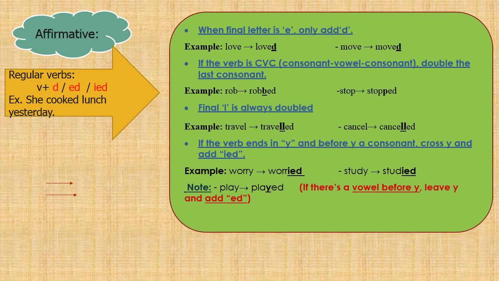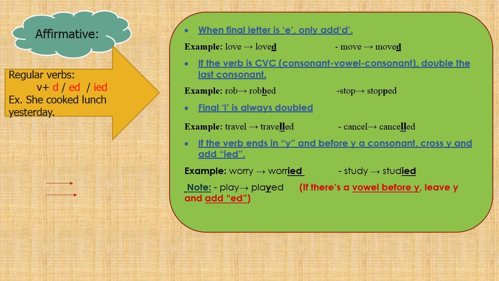When the final letter is E, only add letter D. Okay, so here I add only D because the verb ends with E, like the verb love and move. They end with letter E, so I add only D to change them into the past simple.